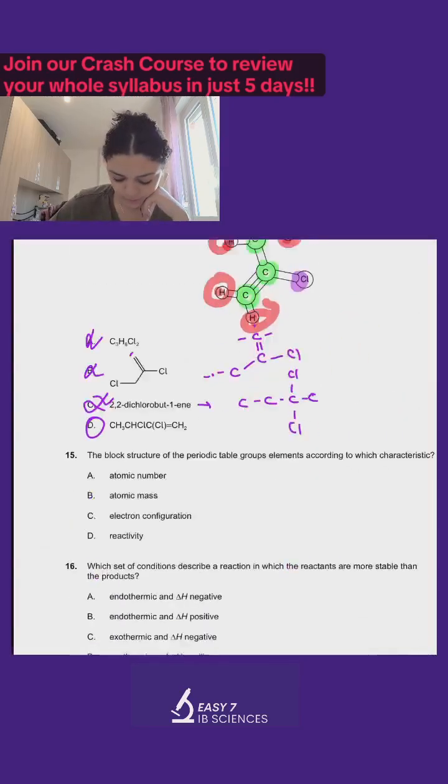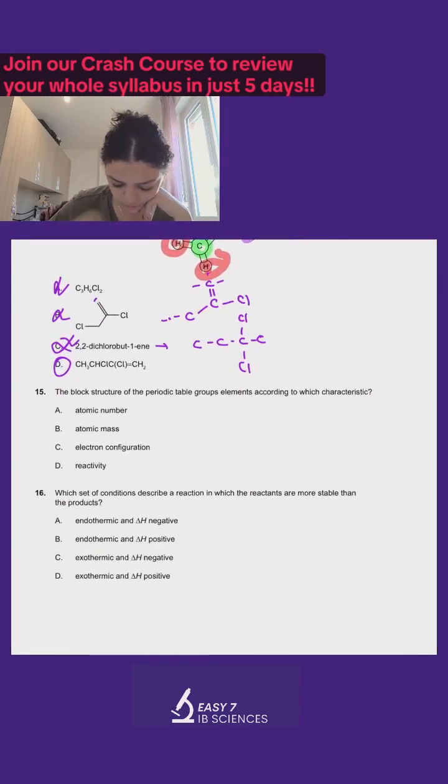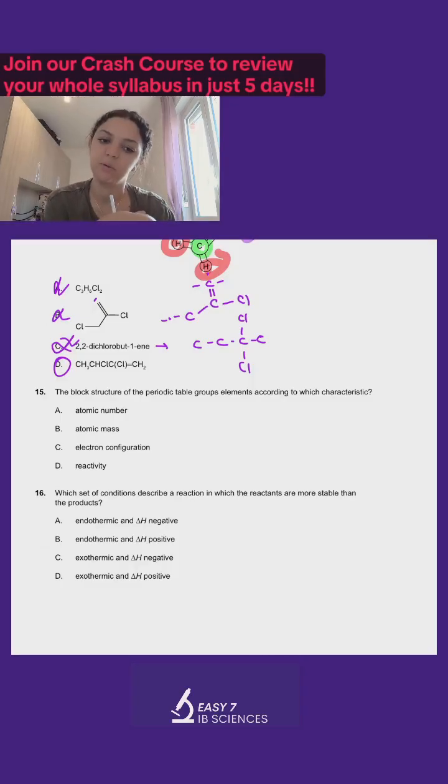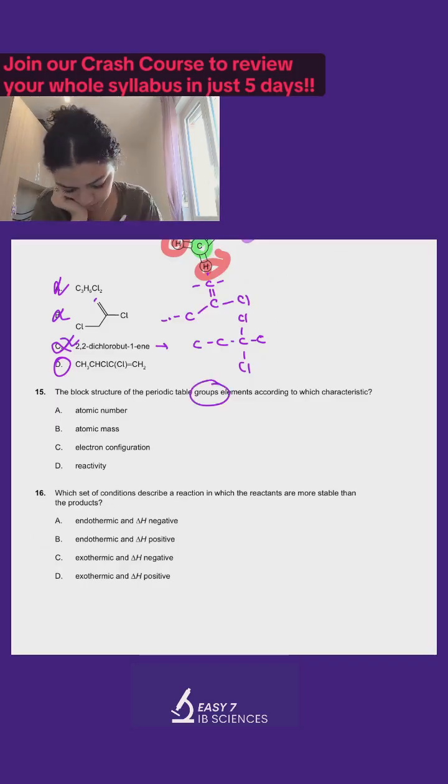Okay, good. Moving on. The block structure of the periodic table groups elements according to which characteristic? Oh, this one would be a lovely question to get. So yeah, I definitely think the specimen paper is much easier than what you would get on the exam. If y'all are still solving, I'm so confused. Okay, we have an A. We're talking about groups. Is it atomic number? Atomic mass? What are we thinking?